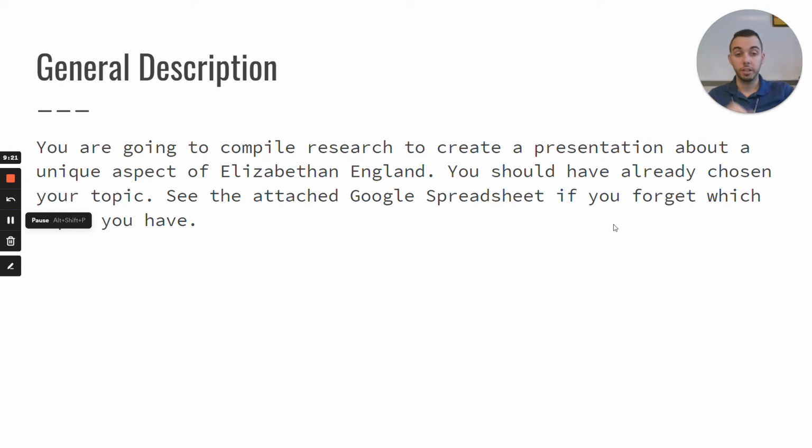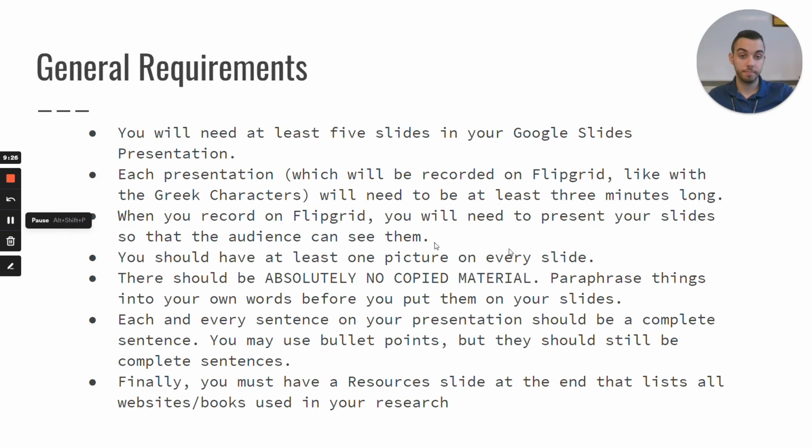Okay. So you should have already chosen your topic. Again, just one topic. And you can check the Google spreadsheet if you've already forgotten which one you did. Okay, this can go away. There we go. Okay, so again, some general requirements. You need at least five slides in your Google Slides presentation that you're going to be making. So at least five slides.